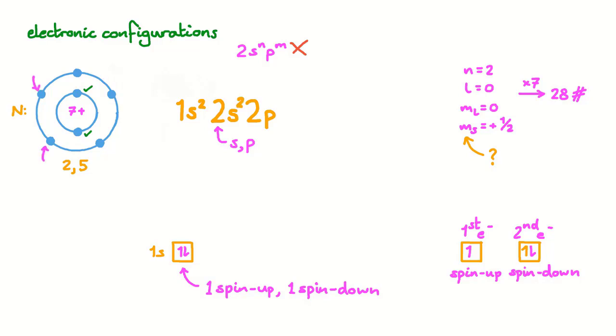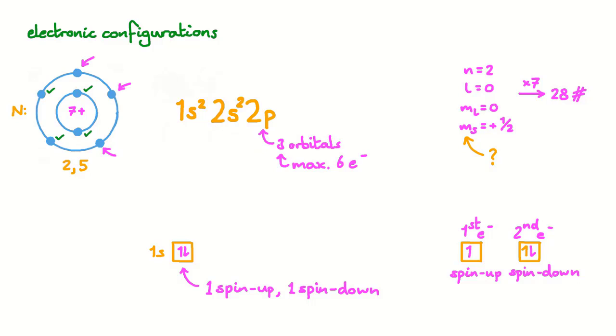The first 2 electrons go in the 2s subshell. The next 3 electrons can all go in the 2p subshell. With 3 orbitals, there's more than enough space. That accounts for all the electrons, but we're not quite sure about the spins yet. The 2s orbital resembles the 1s orbital, with 1 electron spin up and 1 spin down.